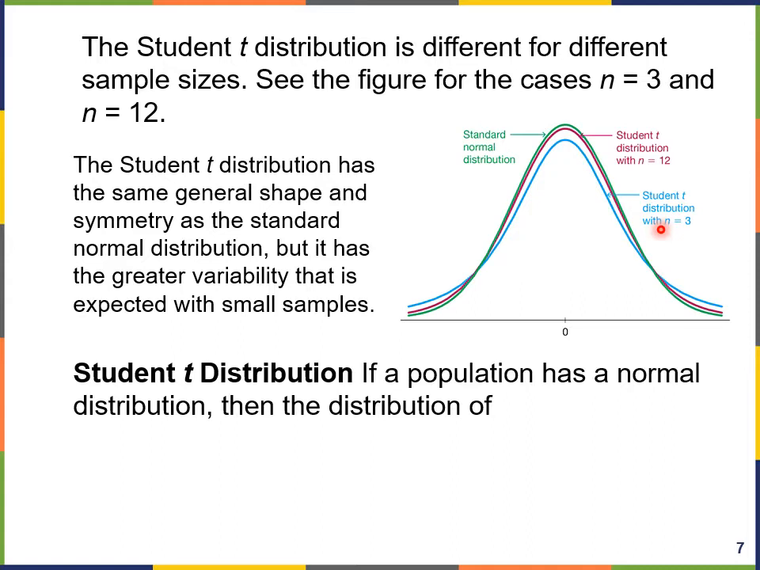One where the sample size is 3, one where the sample size is 12. So notice, as the sample size increases from 3 to 12, the bell curve that is red gets very, very close to the bell curve that is green. So the student t distribution and the standard normal distribution start to become really, really close to each other.